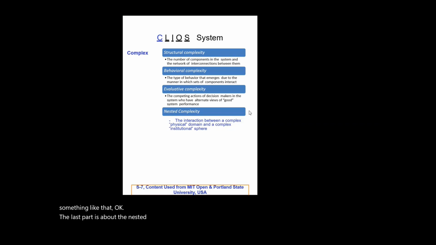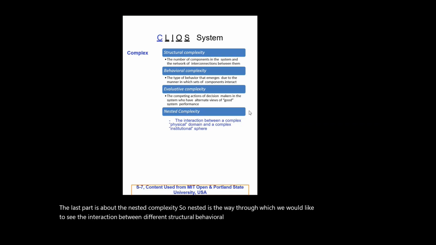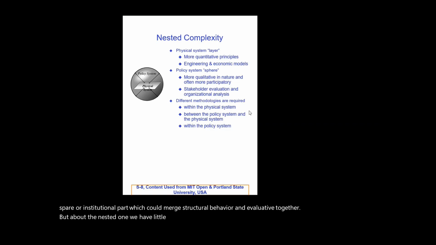So nested is the way through which we would like to see the interaction between different structural, behavioral, and evaluative elements, and to bring all of those three important elements in a single domain to work as a kind of institutional sphere, which could merge structural, behavioral, and evaluative together. But about the nested one, we have a little bit in very detail.